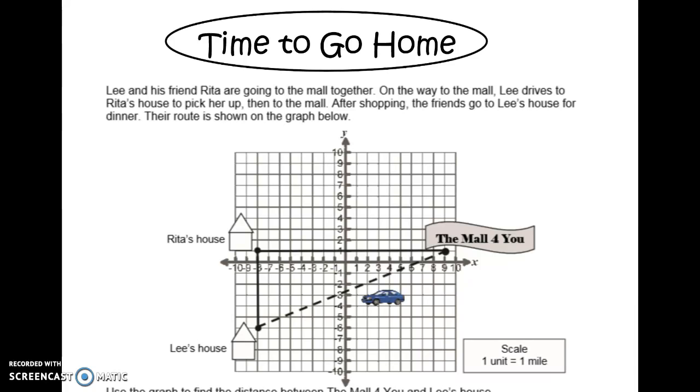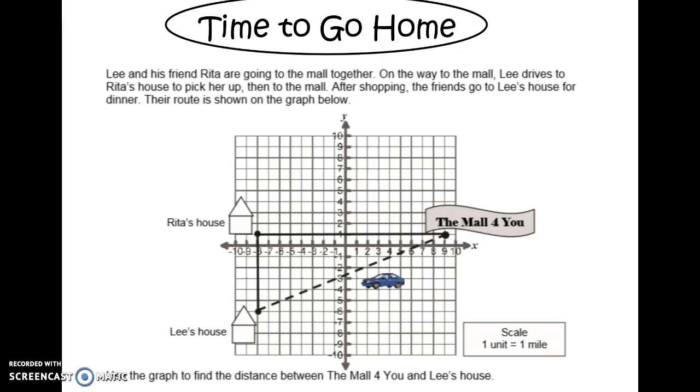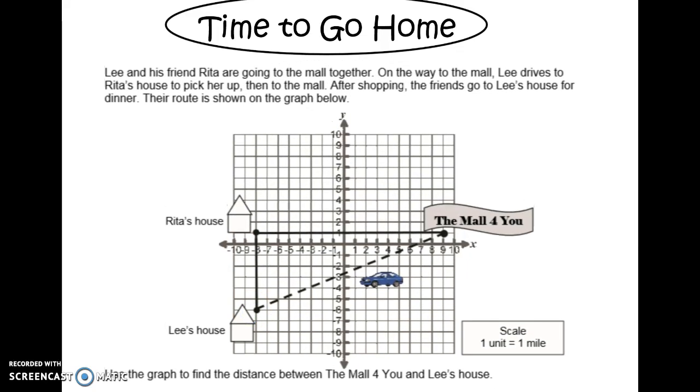So let's talk about something a little different. If I wanted to know how far it was from Lee's house to Rita's house, I could count these little boxes. If I wanted to know how far it was from Rita's house to the mall, I could count these little boxes. But then I want to know how far it is from the mall to Lee's house. We can't count those boxes. So think about what kind of shape we just made. Think about what you know about this shape. I hope something's starting to come to mind that we can use.